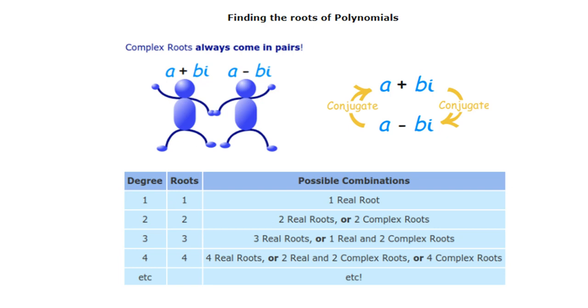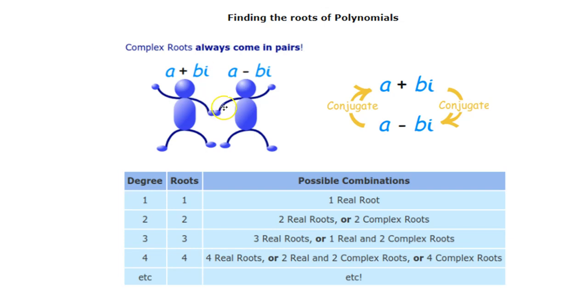If I've got a degree of 1, that means I can only have a real solution. If I've got a degree of 2, that means I can have 2 real solutions, or I can have 2 complex roots. Because remember, those complex numbers come in pairs. If I have a third degree polynomial, I either have 3 real roots, or I have 1 real root and 1 pair of complex roots. For degree 4, I could either have 4 real roots, or 2 real and 2 complex, or 4 complex, and it's going to continue in this pattern all the way down.